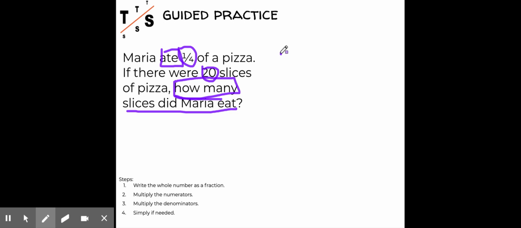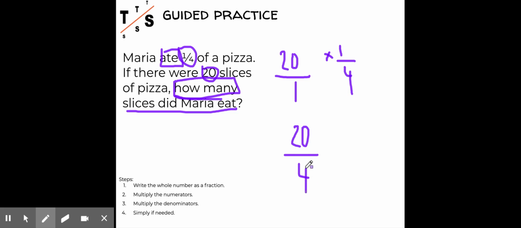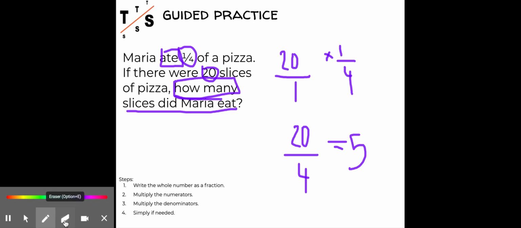So I'm going to multiply 20 times 1/4 since she had 1/4 of the pizza. I'm going to make the 20 a fraction, and I'm going to multiply across, which gives me 20/4. And when I simplify that, I ask myself, how many times can 4 go into 20? Well, 4 times 5 is 20. So how many slices did she have? 5.